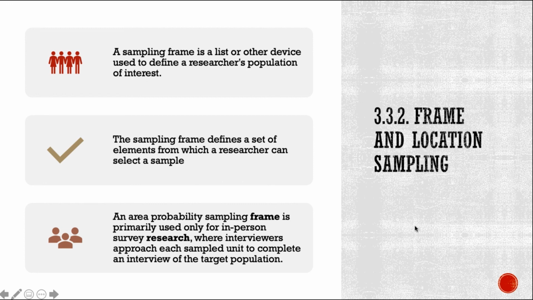So what is the frame and location of sampling? A sampling frame is a list or other device used to define the researcher's population of interest. The sampling frame defines a set of elements from which a researcher can select the sample. An area probability sampling frame is primarily used only for in-person survey research, where interviewers approach each sample unit to complete an interview of the target population. It means who will be your sample, how you are going to approach them, and how you are going to select them. This is the sampling frame.